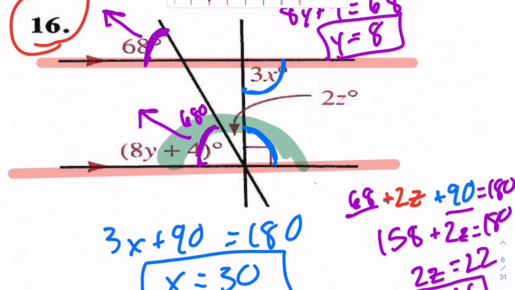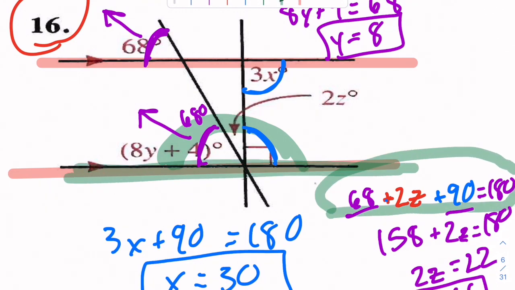Okay. The hardest thing to see, again, is that all of this here adds up to 180. Basically, this straight line, you can see that the half circle indicates that it is 180 degrees when you add up all three angles, right? The 68, the 2z, which is in the middle there, and the blue is 90.